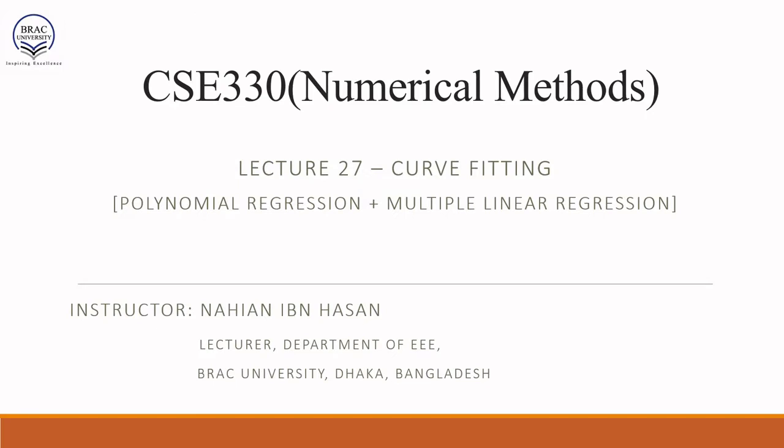Welcome back everyone. In the last lesson we learned about simple linear regression, or least square regression. In this lesson we are going to learn about an extension of that regression, which is polynomial regression and multiple linear regression. Polynomial regression refers to fitting a higher order polynomial. A higher order polynomial means a second order curve, that means a parabola, or a third order curve, something like that.